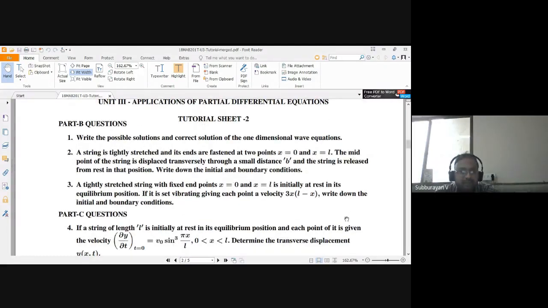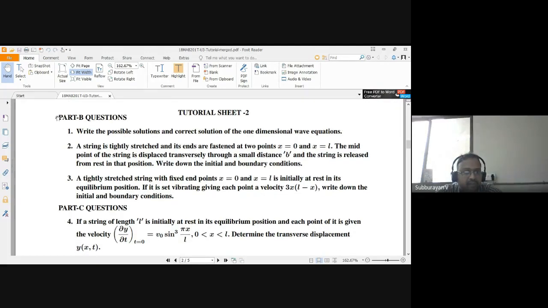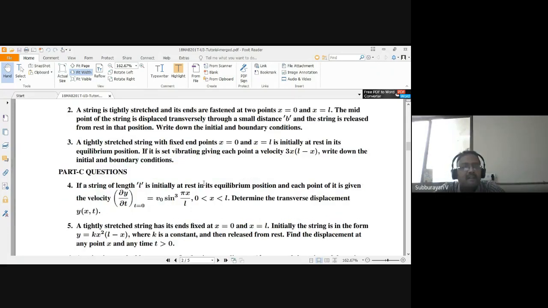The problem is over. Look at this. This is a part B question, and part B means it is a 4-mark question. For 4 marks, you should write only the initial and boundary conditions alone. You don't want the final solution. Here also they are asking for the conditions only. If it is set vibrating, giving each point a velocity profile like this, then write down the initial and boundary conditions. This is the question.